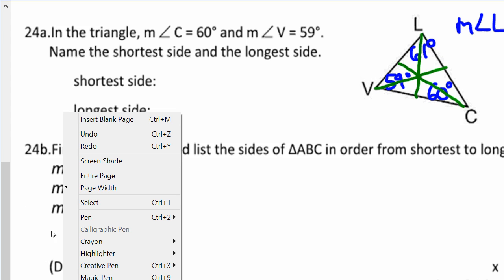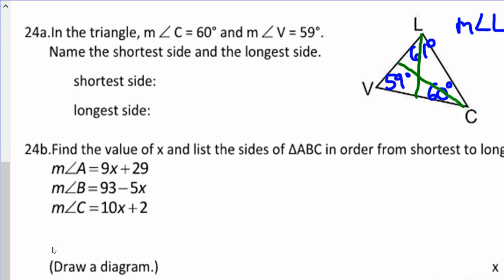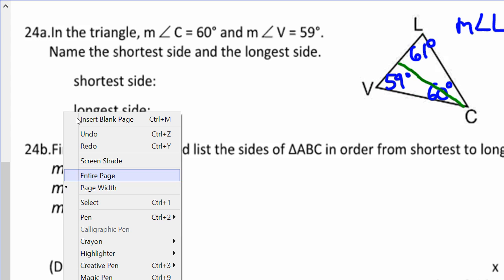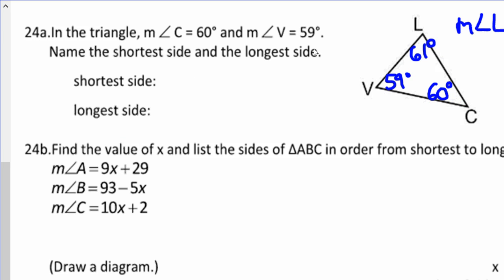All right, so if you get that, then this problem is very, very easy. To find the longest side, you just simply find the largest angle. So 61 is the largest angle. What's the side length that's opposite that? VC. So that's my longest side. What's the smallest angle? 59 degrees. What's the side opposite that angle? LC. And I'm done.